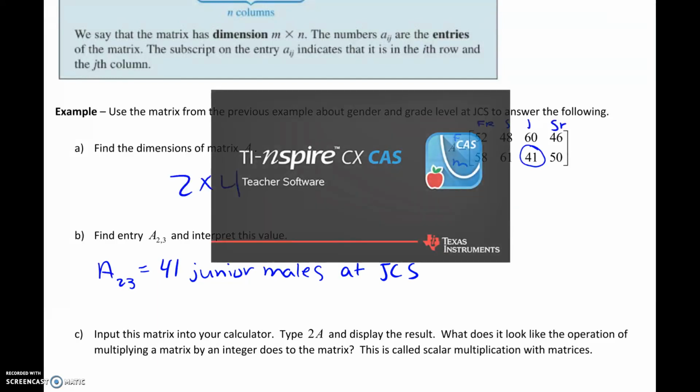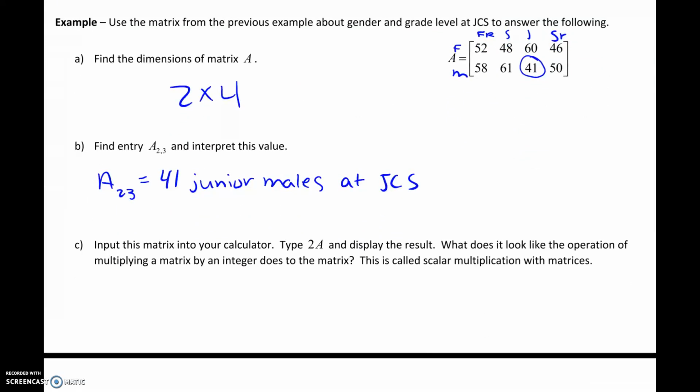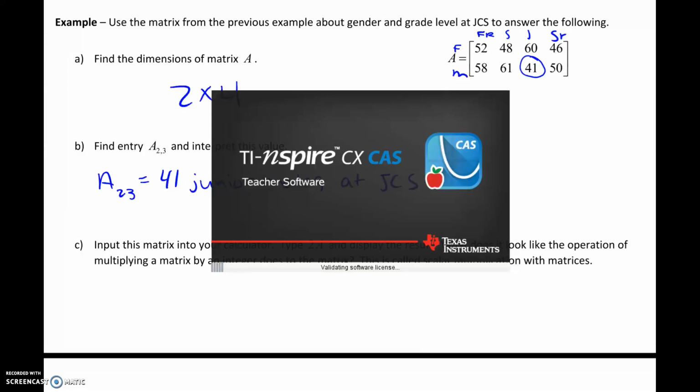And then the next thing, this is going to open the calculator. It says to input this matrix into your calculator, then type 2A and display the results. What does it look like? What does the operation of multiplying a matrix by an integer do to the matrix? This is called scalar multiplication with matrices.